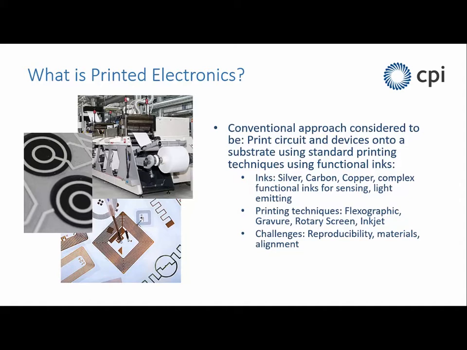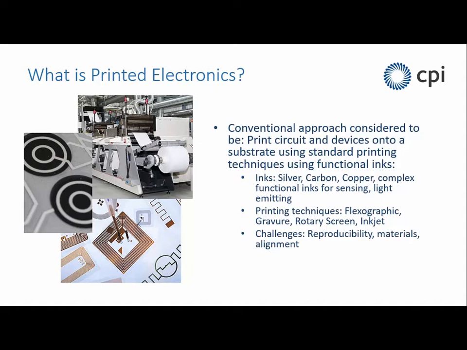Just to give you a summary of the inks and the processes, typically we use silver and carbon and copper inks. Silver and carbon are probably the most common. We also have to have dielectrics that act as insulating layers. And we also make use of complex functional inks for things like sensing of light or temperature or pressure, and also inks that produce light or produce output functions of some other description, heating, for example. So we have a set of different inks that we use to print and create the devices and the circuits that we're looking for. And then we have a number of different techniques.